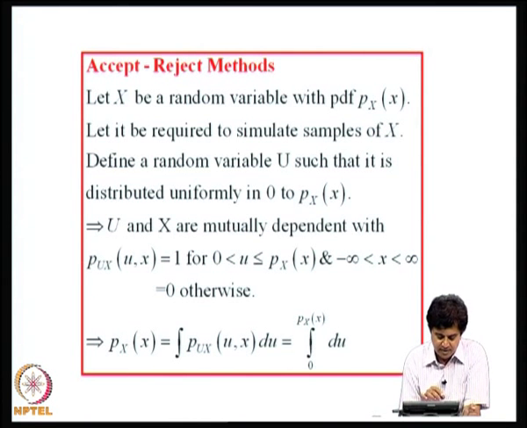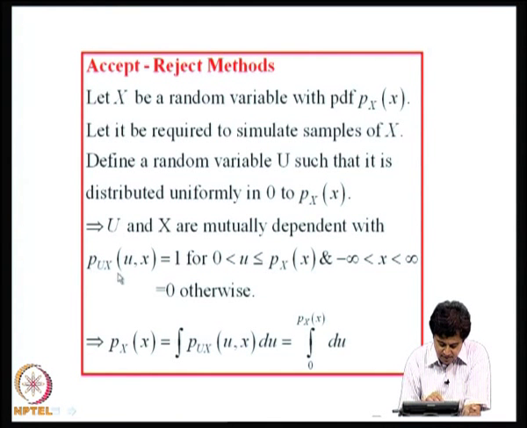The logic of this is as follows: let x be a random variable with PDF p_x(x). Let it be required to simulate samples of x. Now, I define a random variable u such that it is distributed uniformly in 0 to p_x(x). That would mean u and x are mutually dependent, with the joint density function p(u,x) equal to 1 whenever u lies between 0 and p_x(x), where x itself takes values from minus infinity to plus infinity, otherwise it is 0.